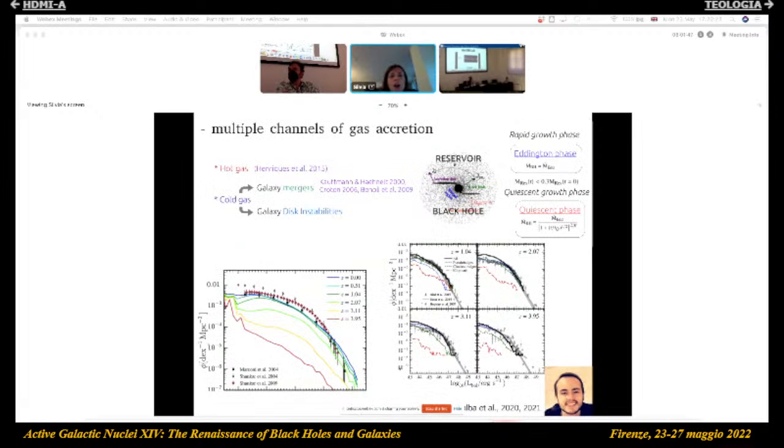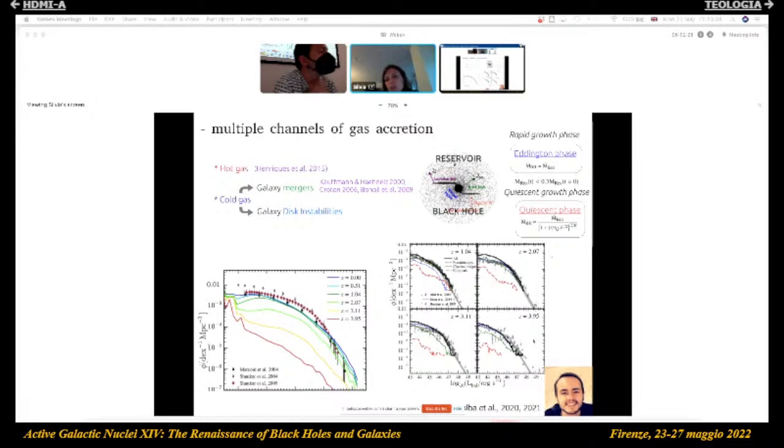In another work, we analyzed the role of different channels for black hole accretion. We looked at the role of galaxy mergers in feeding the black hole, or other secular processes like disk instabilities. These are predictions for the black hole mass function and the bolometric luminosity function. We also studied the environment of active black holes living in different kinds of galaxies. So, for example, at very high redshift, the most active black holes are the ones in pseudo bulges.